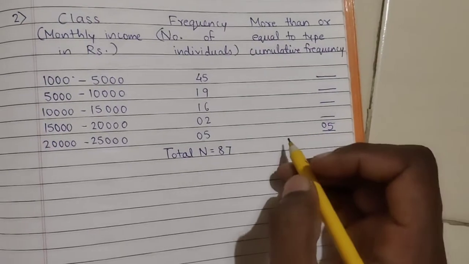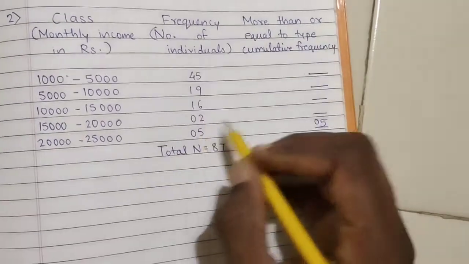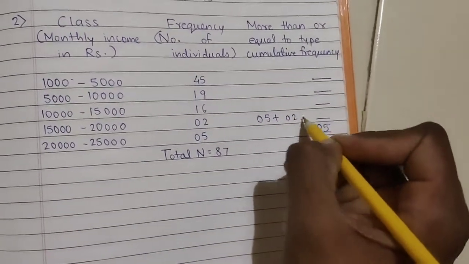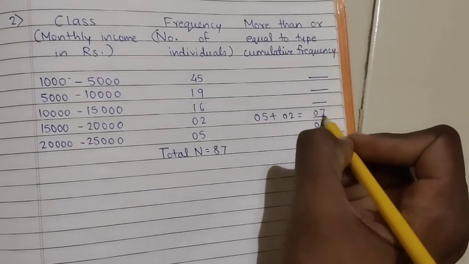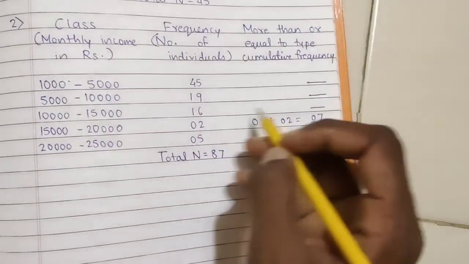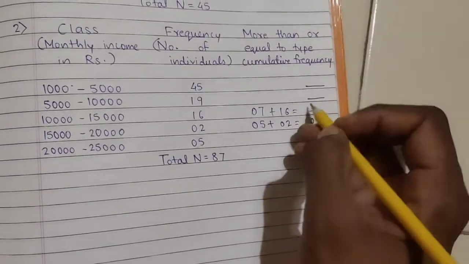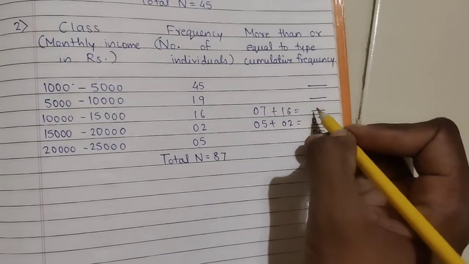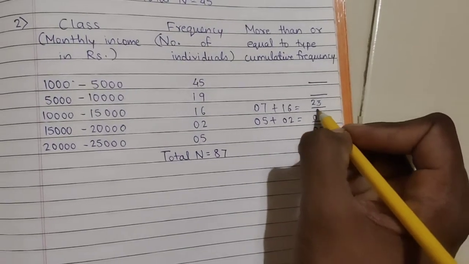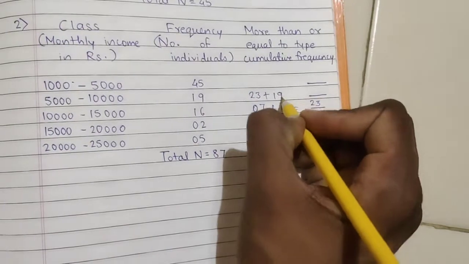Okay, now what I will do in the next step, I will add 5 plus 2, that is my next step, and if you do this you will get 7. Now what we will do, 7 plus 16, that is our next step. So 16 plus 7 gives you 23. Now you have to add 23 plus 19. So let us see what I am getting here.